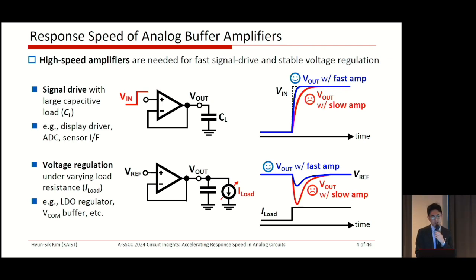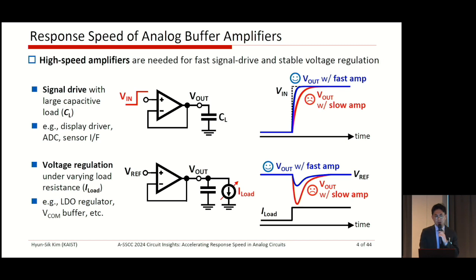As you see, this buffer is widely used to drive the signal and for stable voltage regulation. Here, the input signal is delivered to the capacitive load by using this buffer amplifier. This is used in the display driver, as we discussed before, the input side of data converters, and the sensor interface. And with a fixed reference voltage, we can utilize this configuration as a voltage regulator. Then even if the load current changes, we hope to achieve a very stable voltage here. That kind of circuit configuration can be used in the LDO regulator or the common voltage buffer.